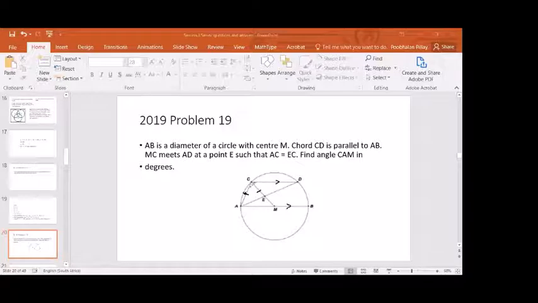So this little triangle here is isosceles, and CA is equal to CE. So just remember that this is an isosceles triangle, these are parallel, and this is the diameter. That's important, this is the diameter. The question is find angle CAM in degrees. Well, obviously you have to find it in degrees. So this is the angle that you need to find, this angle here. That's the question.